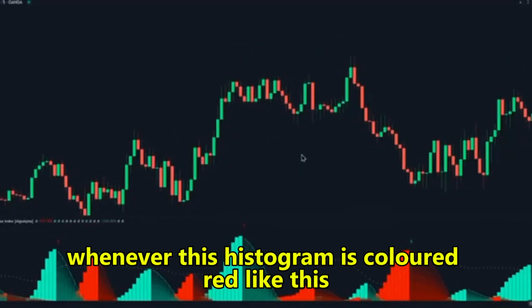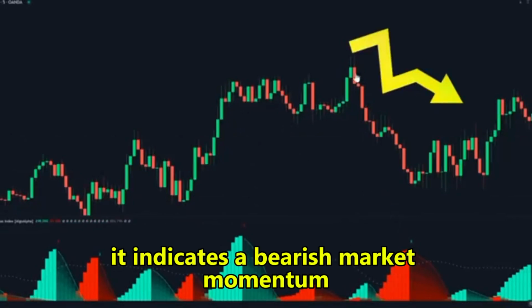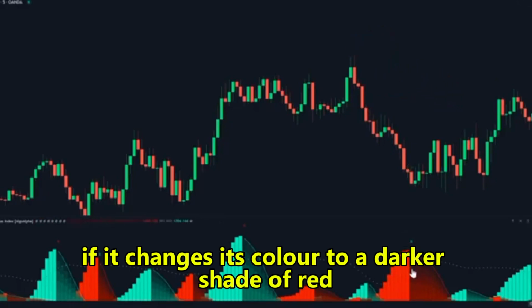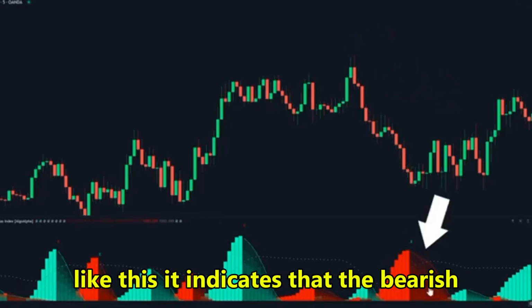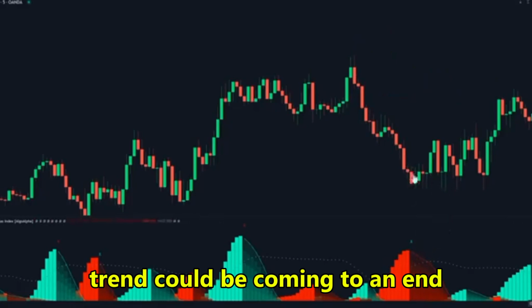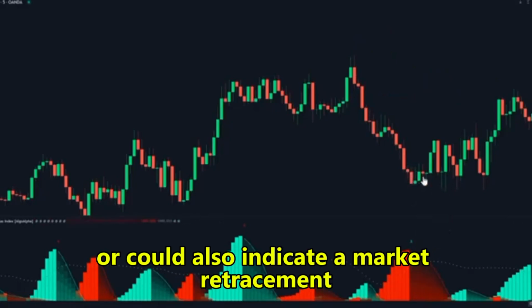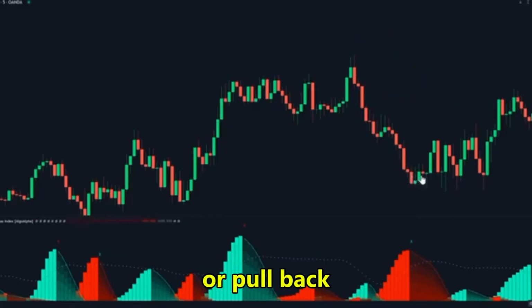On the other hand, whenever this histogram is colored red like this, it indicates a bearish market momentum. If it changes its color to a darker shade of red like this, it indicates that the bearish trend could be coming to an end, or it could also indicate a market retracement or pullback.